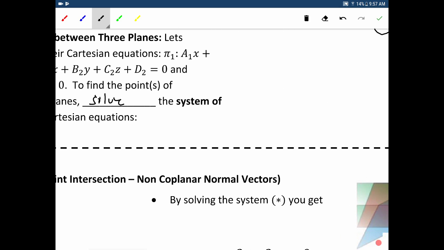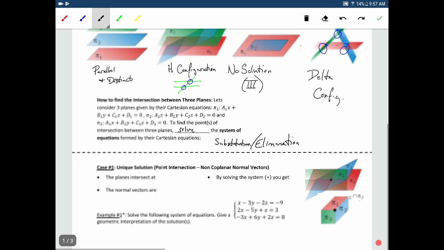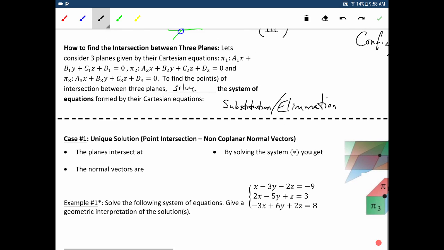You're going to do it by using either substitution or elimination. Unfortunately, there are so many types that I'm not actually going to walk you through any examples today. I'm going to have you try them, and then I will have the solutions in class for you to look at and compare. All right, so let's go through them really quickly, though.